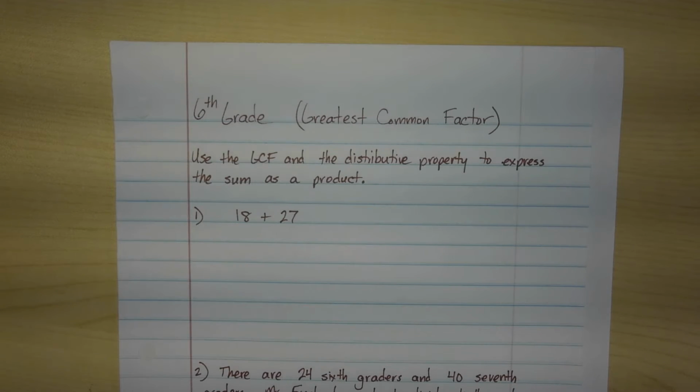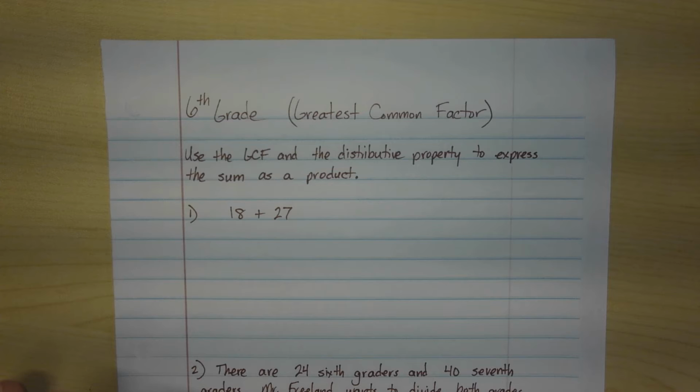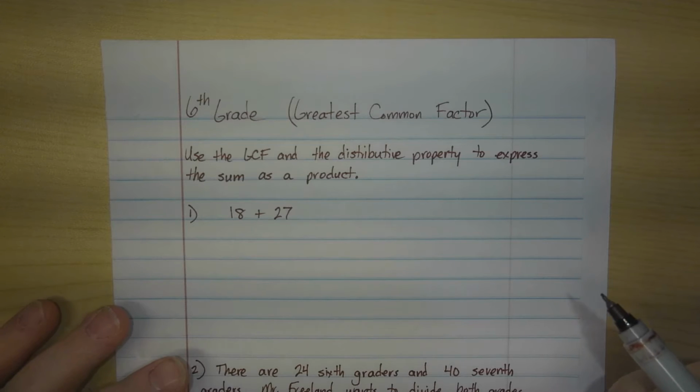Just a quick lesson on greatest common factor and how it applies to distributive property and groups. I've got three examples I want to share with you real quick. The question here is: use the greatest common factor and the distributive property to express the sum as the product. Now, what you want to do is find the greatest common factor of both 18 and 27.